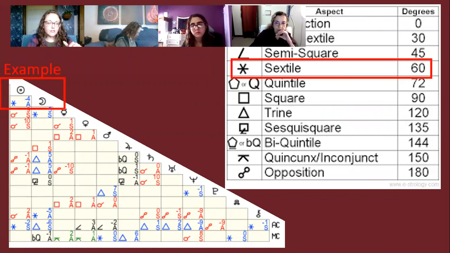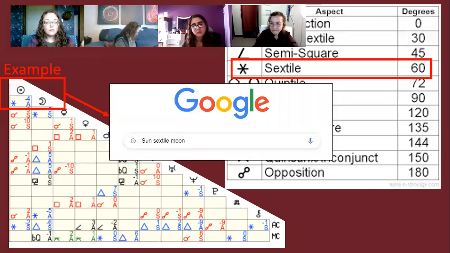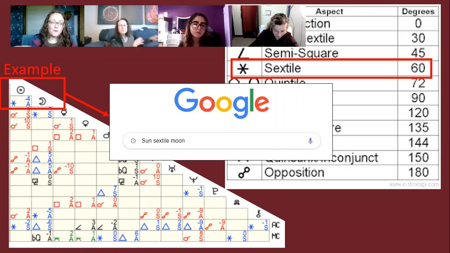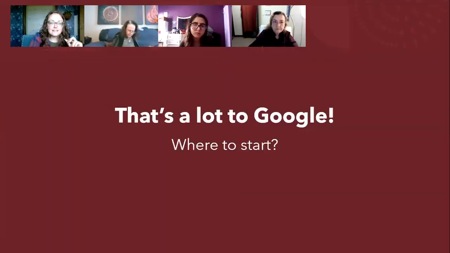That's what we're looking at here. So this one right here is saying that the sun is sextile the moon. So that's what I would type into Google: sun sextile moon. I don't have to know what any of that means to be able to read the aspect table and type that into Google and then have it tell me a story about what it means when your planets are sitting like that. That's definitely a lot to Google.